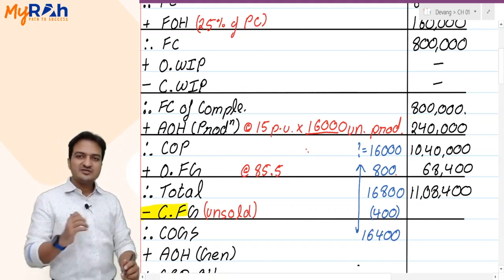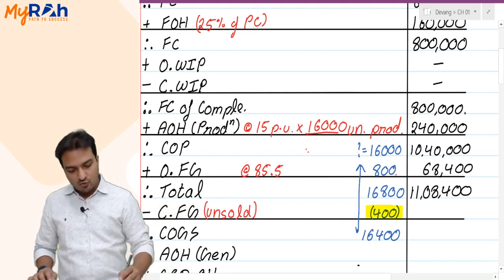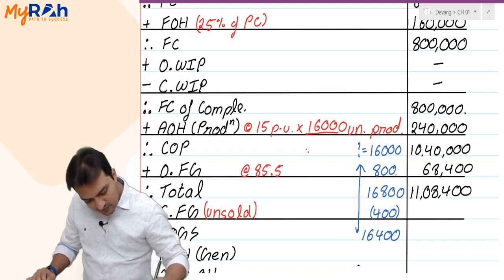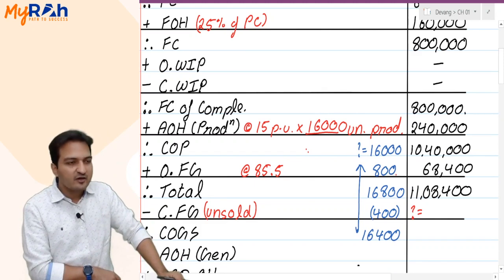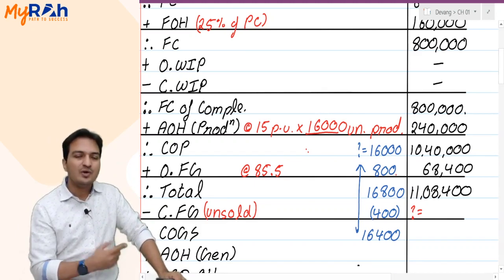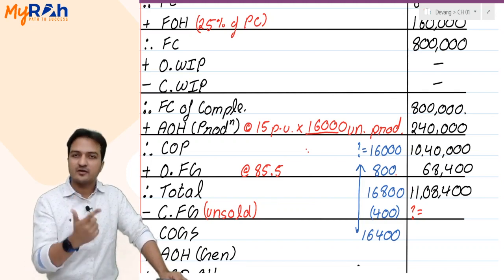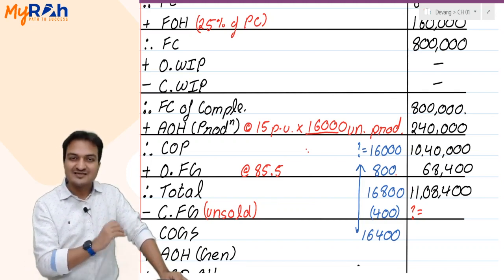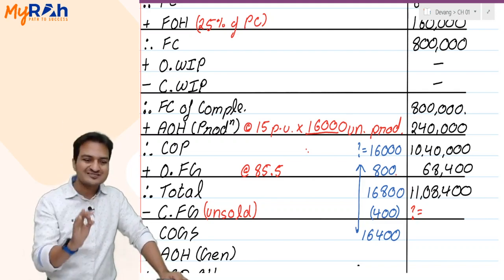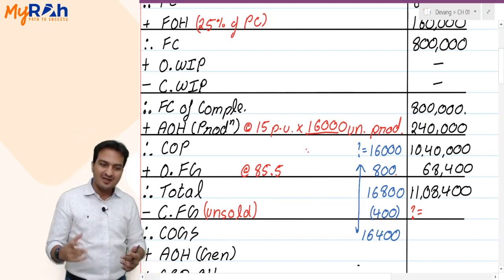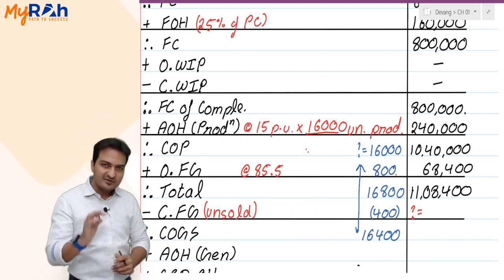Now for closing FG, you are already given the units of closing FG, 400, but what you are not given is the value of closing FG. This value of closing FG is not given, so you have to find it. Well, that is where you have two methods to find that: FIFO method or weighted average method. I hope you might have at least heard of these names: FIFO, weighted average. First, I will solve this question by the FIFO method. Next, I will solve the entire question by the weighted average method. First, as of now, the FIFO method.